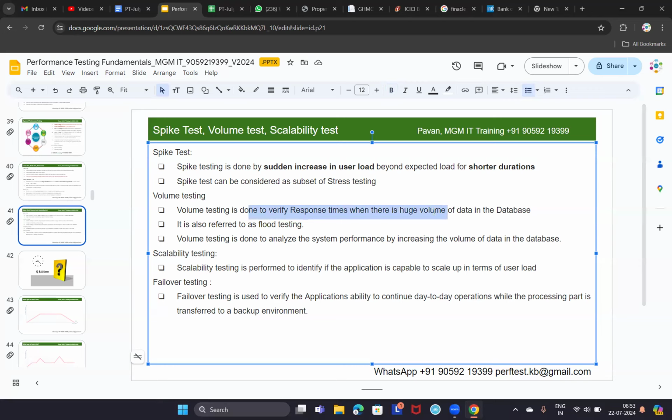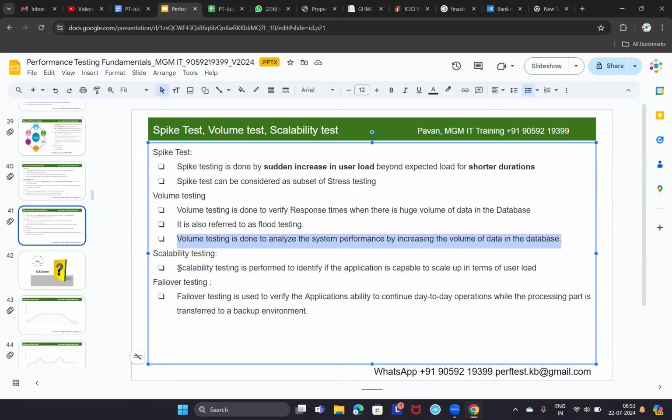What is meant by huge volume of data? That simply means a huge number of records in the database. Volume testing is done to analyze the system performance by increasing the volume of data in the database.